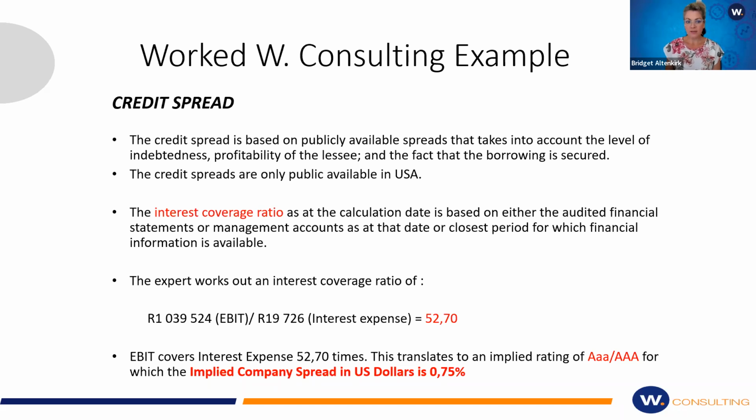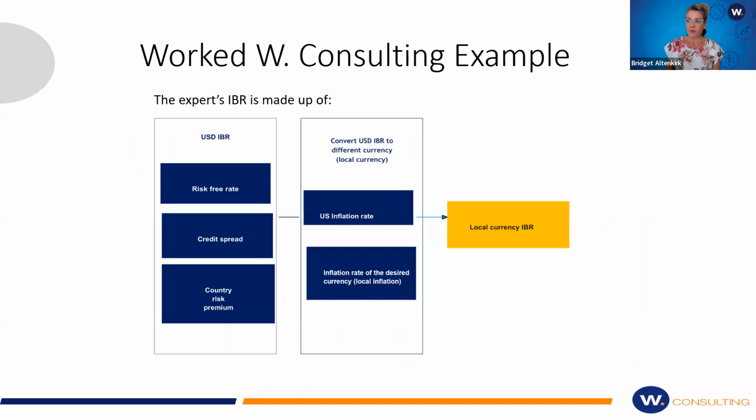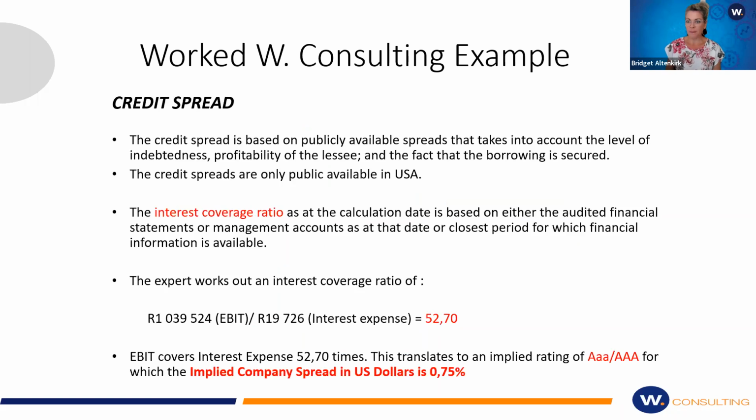With the information that is available in the US markets, that means we can see what the rating of this particular entity is. And as a result, we can then also see what the market credit spread is for an entity with that type of rating. So we're now told, based on the information we have access to, that the implied credit spread for this type of company is 0.75. But remember, going back to this slide, our starting point is going to be a risk-free rate adjusted for credit spread and adjusted for country risk premium.